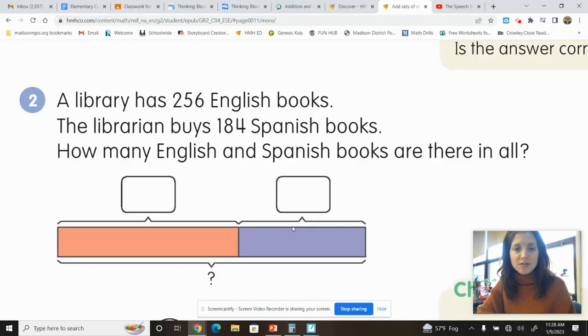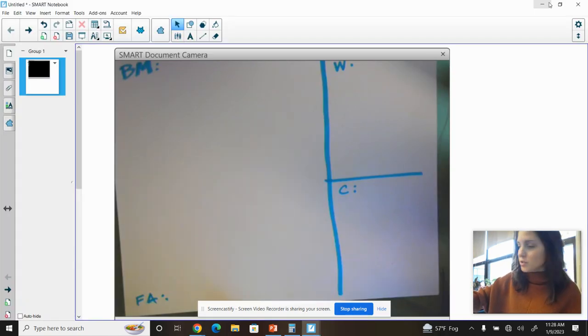They do sometimes give them the bar model within the workbook pages, but as I said to them, the workbook shows you the bar model, and then halfway through, they take them away. So they need to be able to draw them on their own. Okay, so let's go back to this.